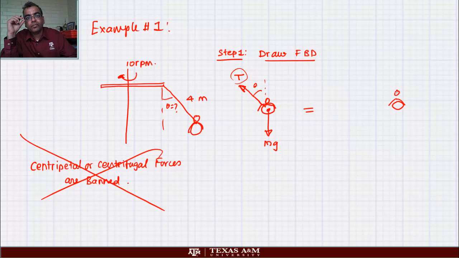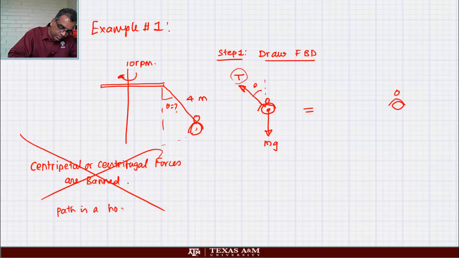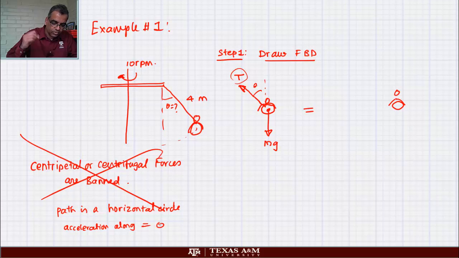vector on this person. So for that, you first have to say, do I know the path? The answer is yes. It's going around in a circle. So let me write down, path is a horizontal circle. So now, how much is the acceleration along the path? The acceleration along the path equal to 0. There is no acceleration along the path because constant speed, rate of change of speed, that's 0.